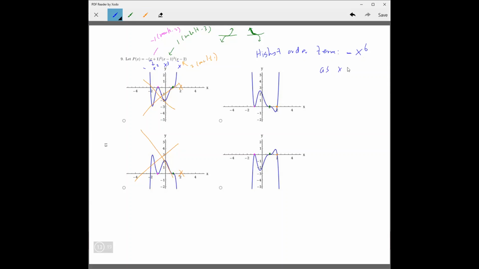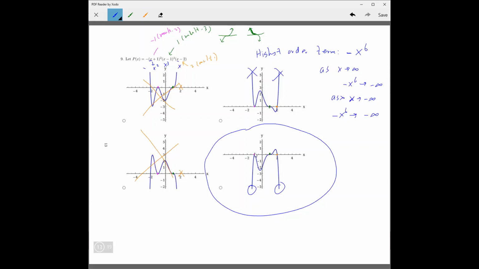Okay, so as x goes to infinity, negative x to the 6th is going to go to negative infinity. And as x goes to negative infinity, negative x to the 6th is also going to go to negative infinity, because negative to an even power is positive. But you have the negative right here. So that means that we're looking at this one right here. These are off. These should be going down because they're going to negative infinity both ways. So this has got to be the answer right here.